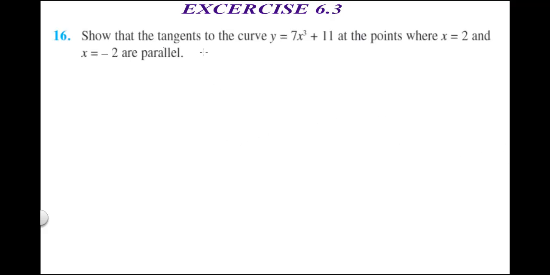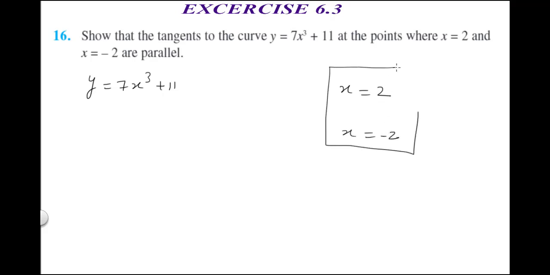Here comes another question, number 16, where we have to show that for this curve, y equals 7x cube plus 11, the tangents at two points, at x equal to 2 and x equal to minus 2, are parallel. If we draw this curve and draw two tangents at x equal to 2 and x equal to minus 2, those two tangents are parallel. So their slopes should be equal if they are parallel. Let us try to prove that.